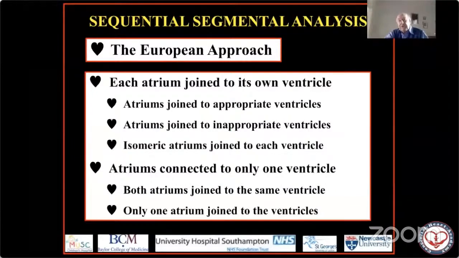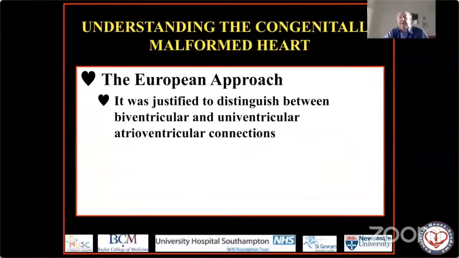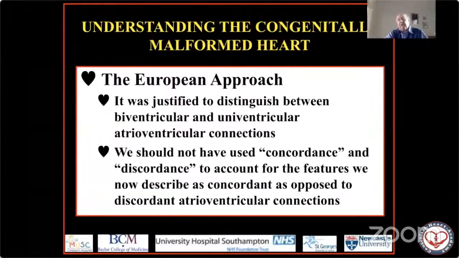We wanted to differentiate that from the situation in which there was either double inlet ventricle or when only one atrium joined to the ventricles, absence of the other atrioventricular connections. And there was nothing wrong with that, because you are all well aware that those situations do exist. And we now distinguish them on the basis of biventricular and univentricular connections.